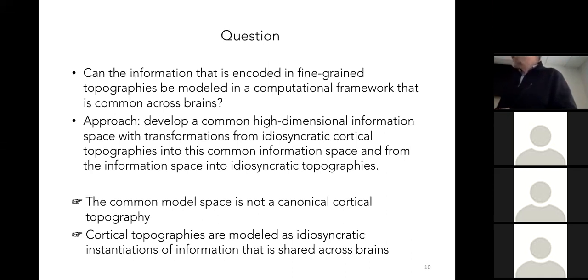So our approach is to develop a common high-dimensional information space, and then transformations from the idiosyncratic topographies into the common information space, and then back again, so we can project data from the information space back into the idiosyncratic topographies. So it's important to emphasize here that the common model space is not a canonical cortical topography. It's an information space. So we're not trying to find out what is the ideal or central topography across all brains. We study topographies as idiosyncratic instantiations of that information.